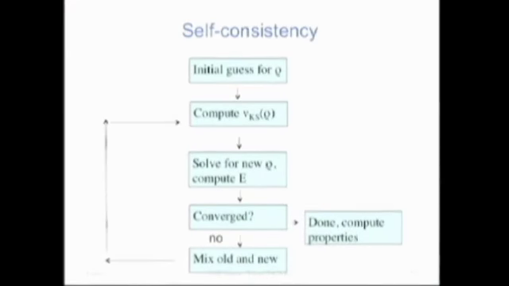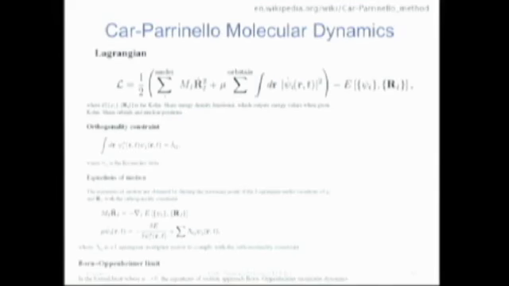If you're not, you mix the old and the new, and you come back and cycle through. In each one of these things is a whole literature. So how you mix the old and the new, it's a whole literature on how you do that, and so forth. How you accelerate convergence, so that you don't have to go through the cycle as many times. And when you're all done, then you can compute the properties. You now have the charge density and so forth.